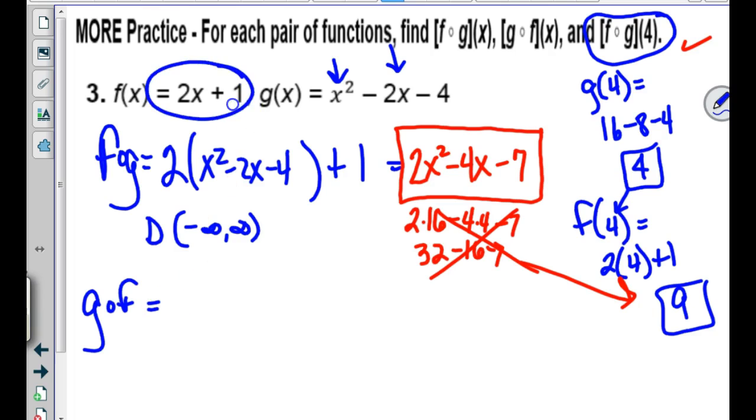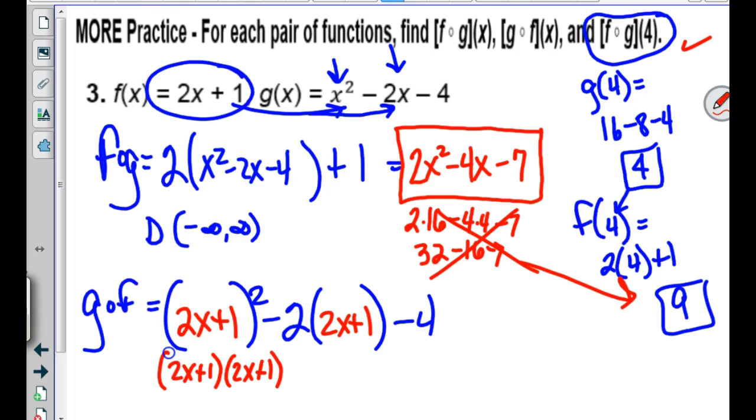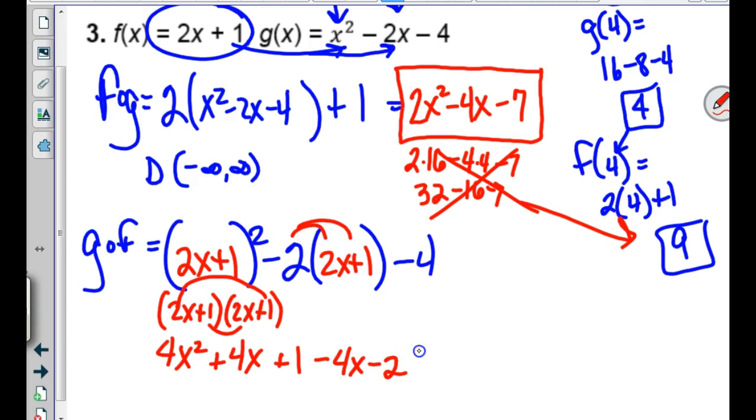So this time we have to put all this in here and here. Not as fun. Something squared minus 2, something's minus 4. Okay, I have to put a 2x plus 1 here and a 2x plus 1 here. What happens when I do 2x plus 1 quantity squared? Anybody know? Yep. And another plus 2x, which would be 4x. 1 times 1. Back here I'm distributing, so I get what? Good job. And then I add a minus 4 on the back.